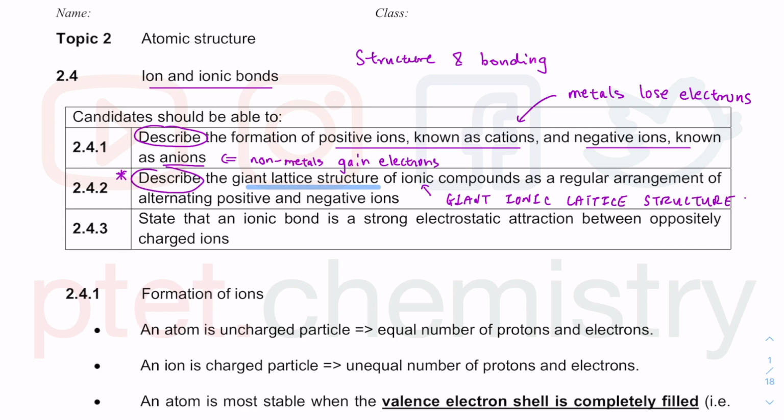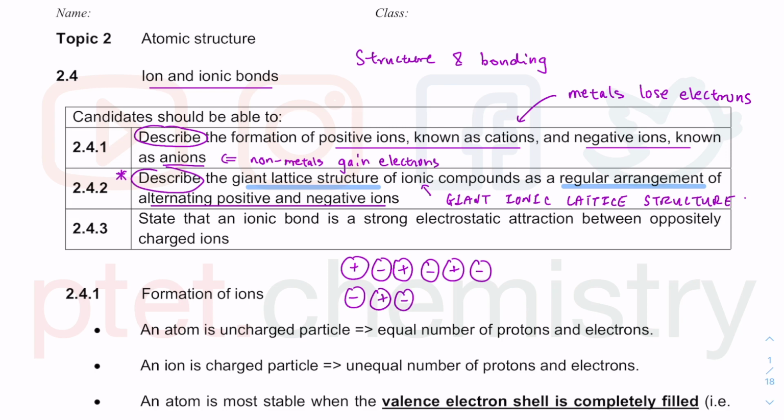Well, it consists of a regular arrangement. So the fact that you are regular, think about your solid particles. They are tightly packed regularly in an ordered manner. Okay, so that was from your state of matter kinetic particle theory topic. So here you have regular arrangement of alternating positive and negative ions. Essentially what you have is positive, negative, positive, negative, positive, negative, and so on and so forth.